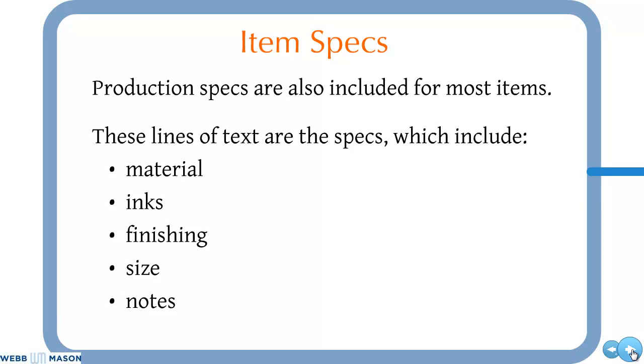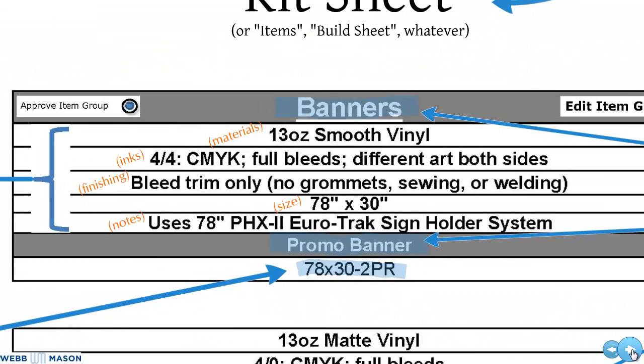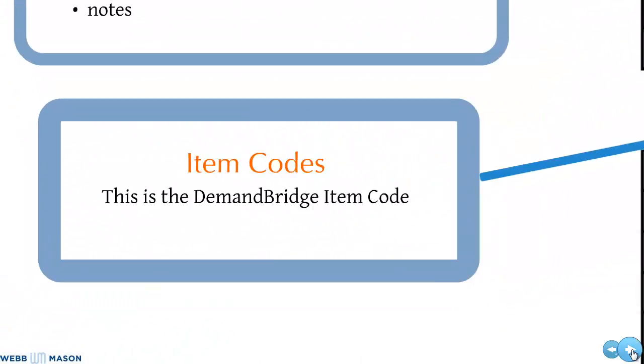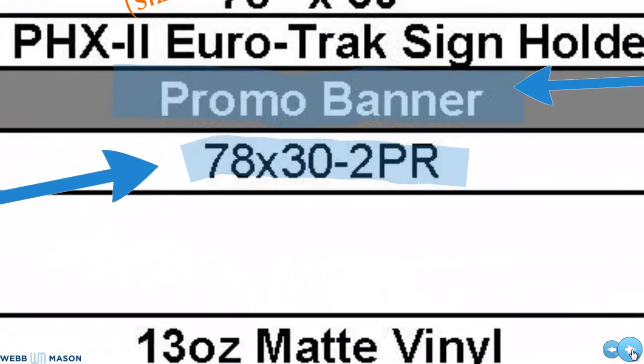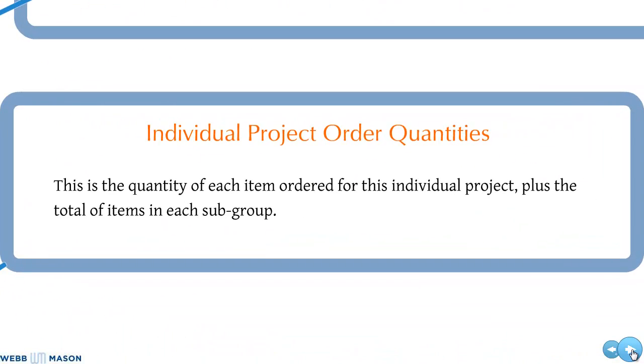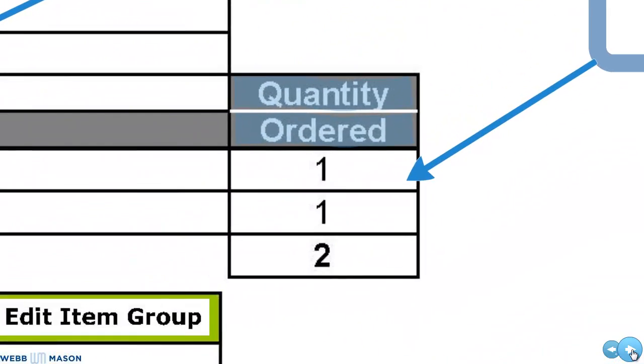Production specs are also included for most items. These lines of text are the specs, which include materials and inks, finishing, size, and any miscellaneous notes. And this is the demand bridge item code. This is the quantity of each item ordered for this individual project, plus the total of each item in each subgroup.